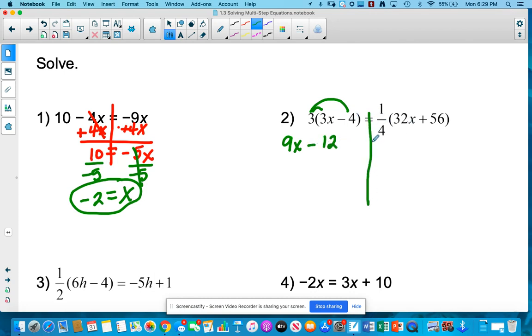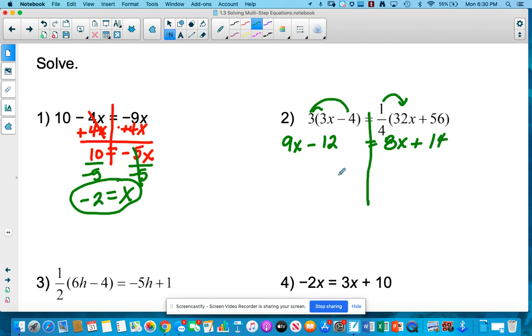You're going to bring that equal sign straight down. And then 1/4 of 32 gives you 8x. 1/4 of 56 gives you 16. Okay? I'm sorry, not 16. It gives you 14. Okay? Let me change that to a 14.